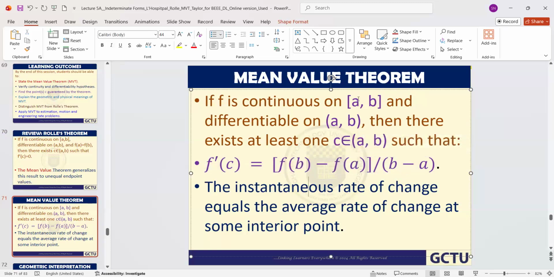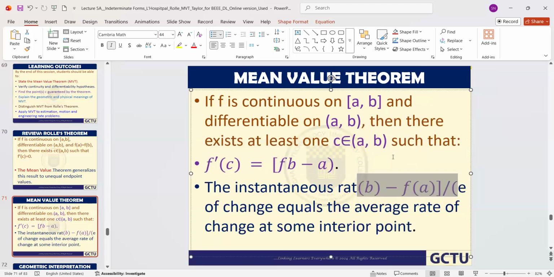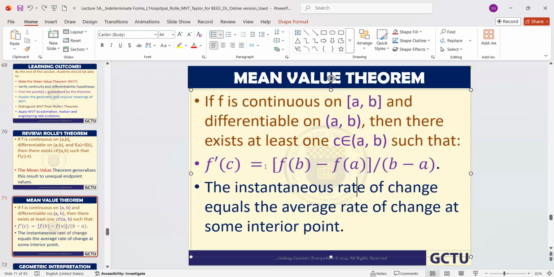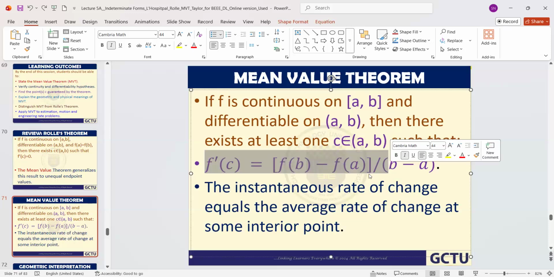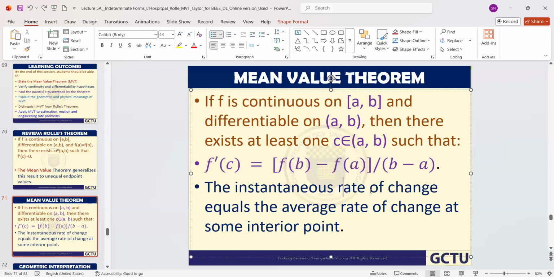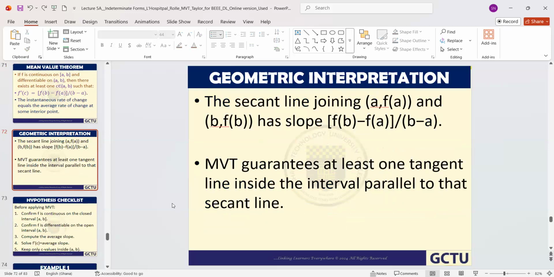So here, the interval they've given us. Now, we must show that the differential at c is equal to substituting b into the function, minus substituting a into the function, all divided by the length of the interval, b minus a. If you're able to show that this exists, then we are saying that the mean value theorem has been proven. So this is saying that the rate of change equals the average rate of change at an interior point. That is the only difference between Rolle's theorem and the mean value theorem.